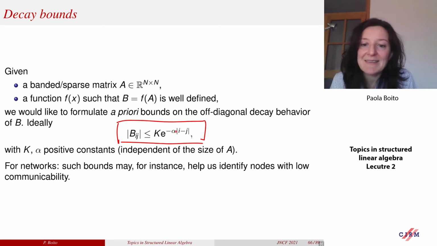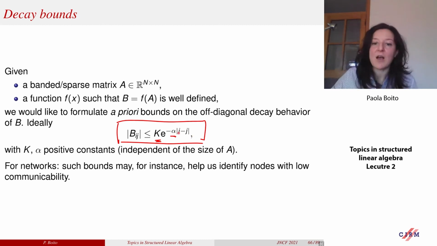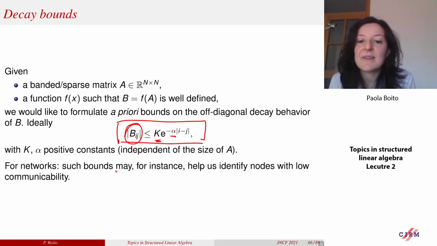Of course, these constants may depend on the function, and they may also depend on the spectral properties of the matrix A. And as an application to networks, if we have such bounds, this can help us identify nodes with low communicability, because these a priori bounds are easy to compute. Once we have the constants K and alpha, it's easy to give an upper bound on the magnitude of off-diagonal entries. So if I minus J is large enough, so we're far away from the diagonal, large enough that this entry is smaller than a fixed tolerance, then I can say that the communicability between nodes I and J is negligible, right?